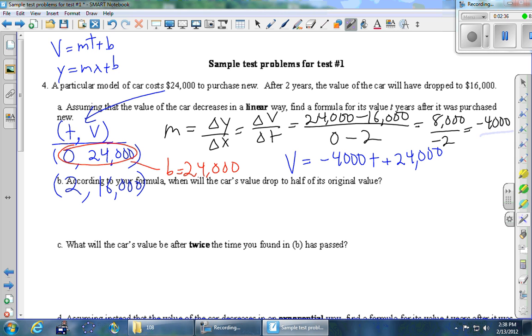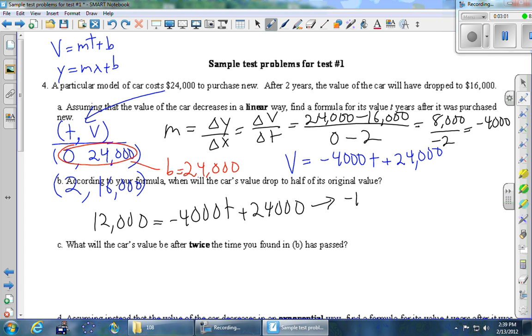Part B, according to your formula, when will the car's value drop to half of its original value? So original value is 24,000, half is 12,000. And now I'm just going to copy the rest of that equation right there. Negative 4,000 t plus 24,000. And we'll solve this thing for t. So subtract 24,000 from both sides. Divide by negative 4,000. And we get t equals 3 years.